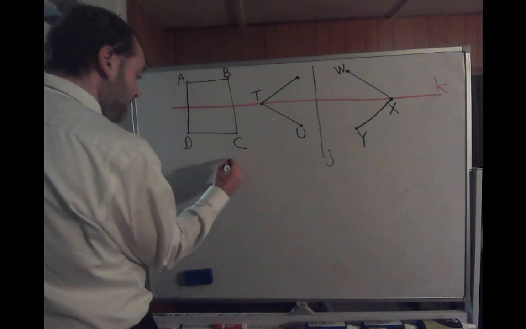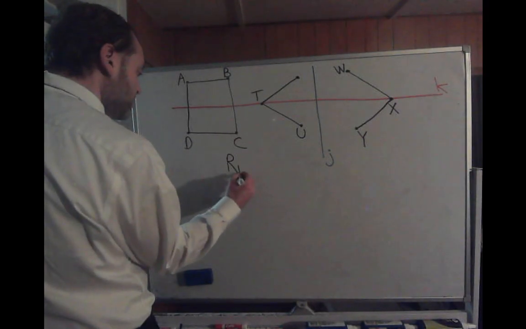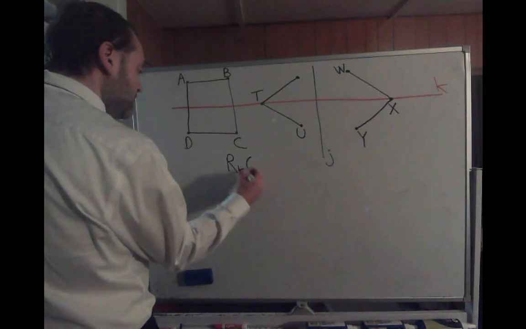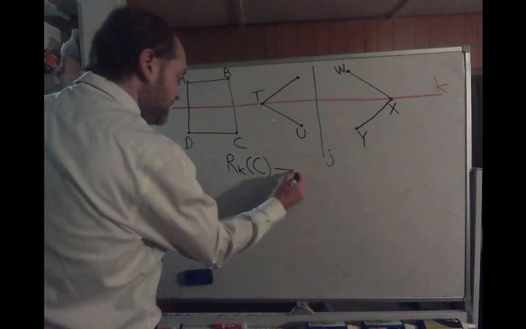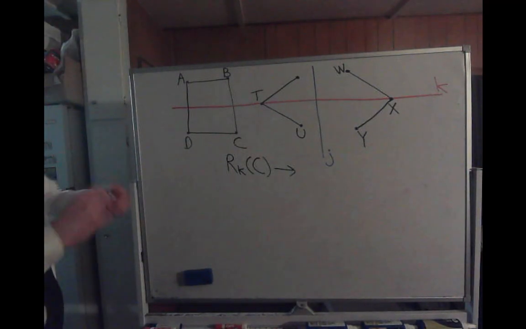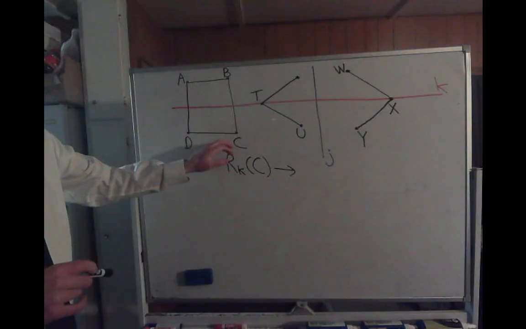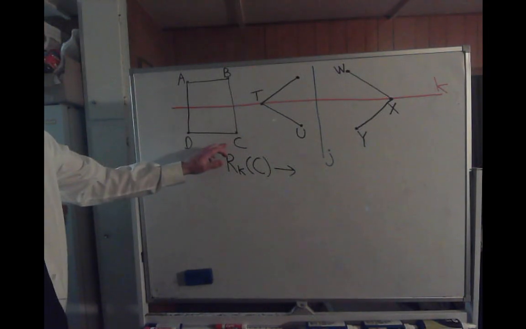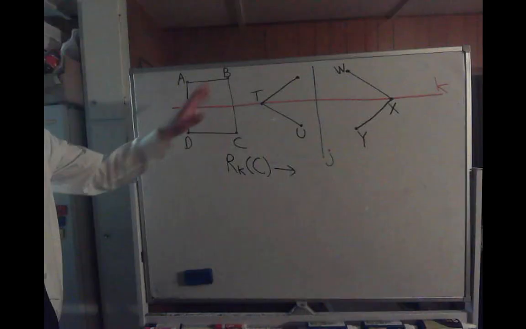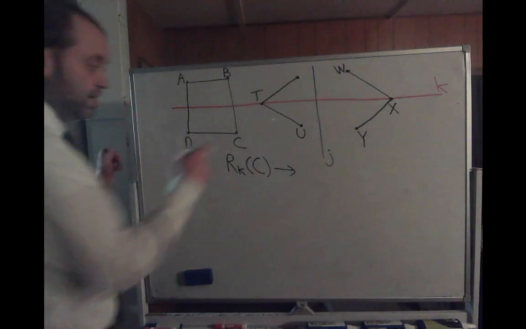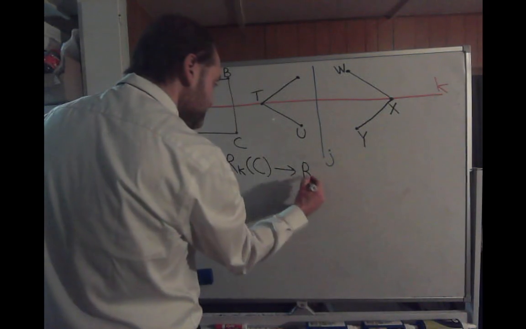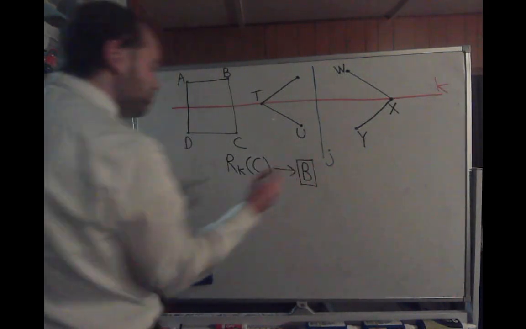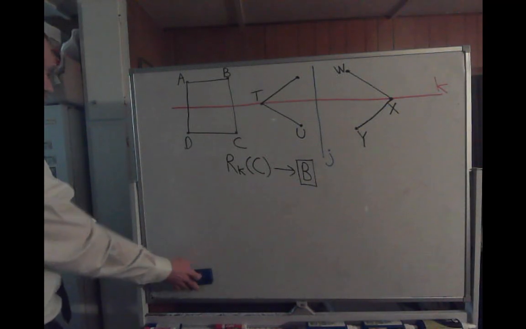Now, what if I'm asked to do the reflection in K of the point C? So I'm being asked to find the reflection through the line K at point C. Well, if I'm starting down, that means I'm going up, right? Since this is a horizontal line, the reflection through K of C would be at point B in this case. So point B would be the reflection of C through the line K.